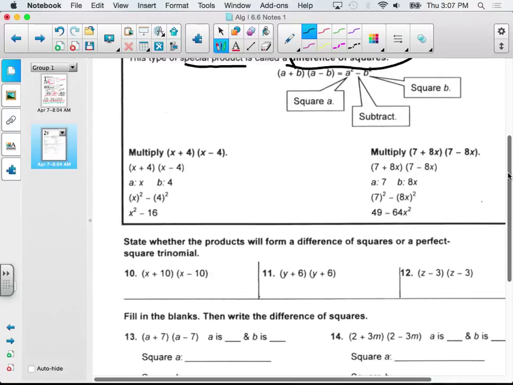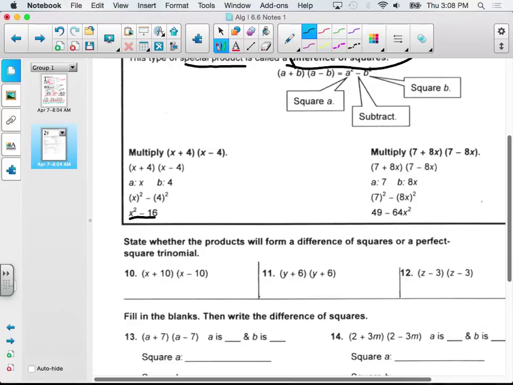So they have two examples there. They have x plus 4 times x minus 4. If all that's going to be left is our a term and our b term, and we identify our a and b, a is x, b is 4, what do you think is going to be left for an answer? Yeah, our a term squared minus our b term squared, so x squared minus 4 squared. X to the second is just x squared, 4 squared is 16. So our answer for that one is x squared minus 16.